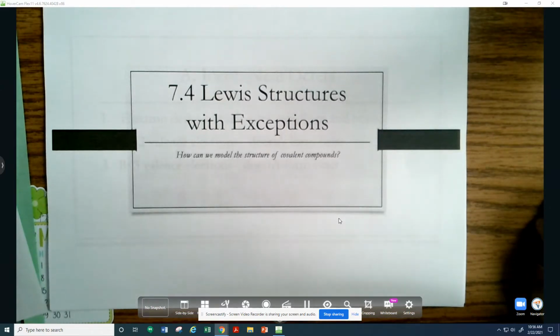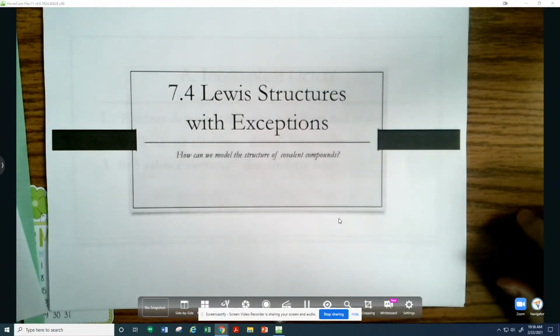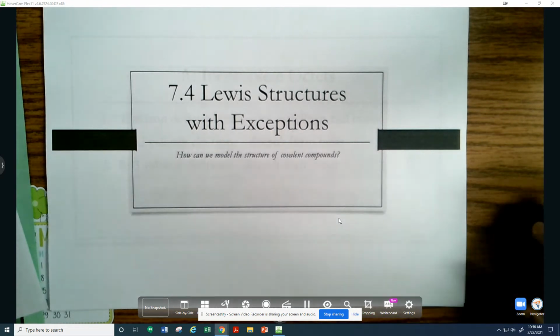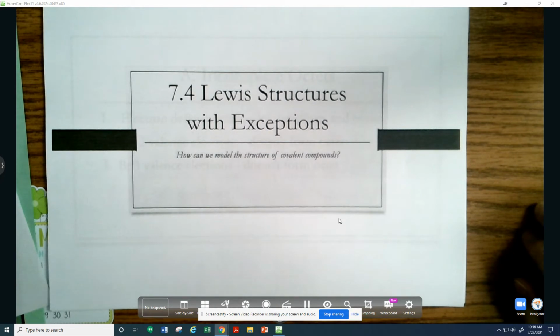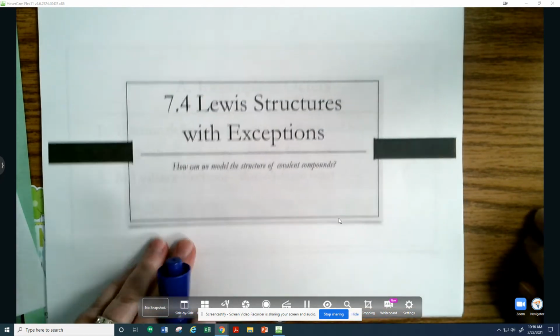Welcome to topic 7.4. We're going to continue looking at Lewis structures, and now we are going to study the ones that have exceptions to the rules. So for this particular lesson, just like before, the periodic table and polyatomic list, both of those sources will be useful.